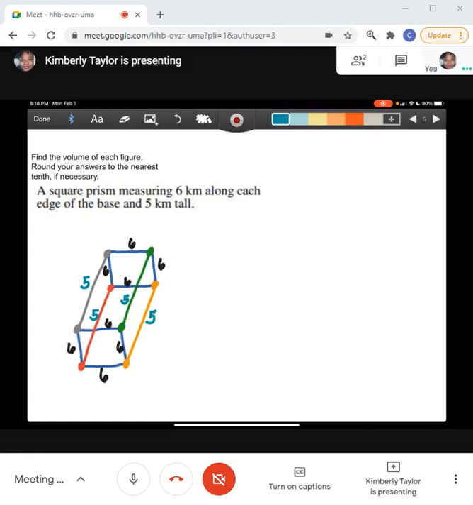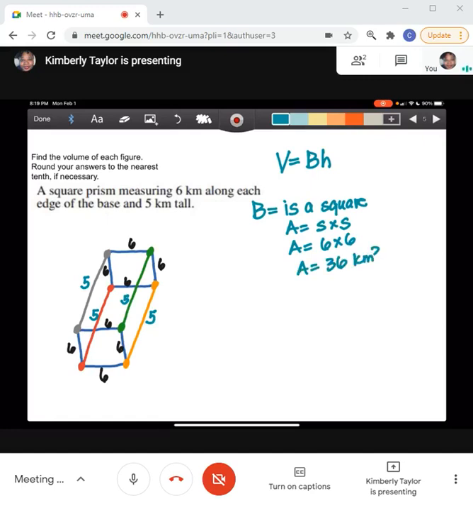Okay, so remember, all prisms have the same formula for the volume. So it's going to be V is equal to the area of the base times the height. And that's the height of the prism. So the area of the base in this case is a square. To find the area of a square, it is side times side. So in this case, it's going to be 6 times 6. The area is 36. In this case, 36 kilometers squared.